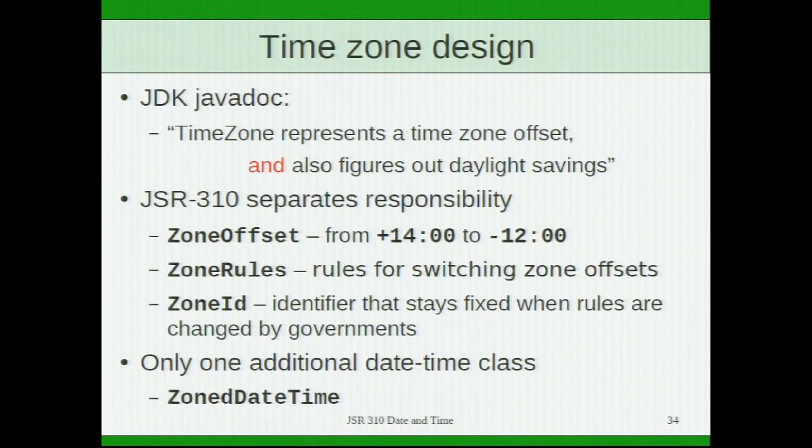So you have the ZoneOffset, which is just the offset on its own. Then you have the rules, which are the rules for how and when it switches offsets. And then you have the ZoneId, which names a set of rules. So you have to break the concepts up into different parts. But you only end up with this one additional time zone class, ZonedDateTime. So ZonedDateTime, if you use java.util.Calendar, you could argue that's the equivalent, because it's the one that actually stores a date, a time, and the time zone to interact with.